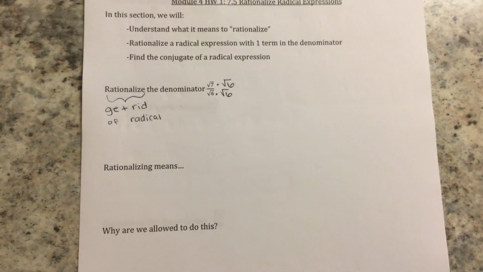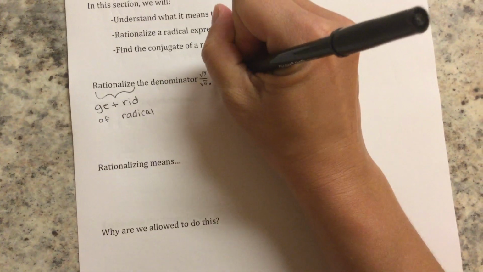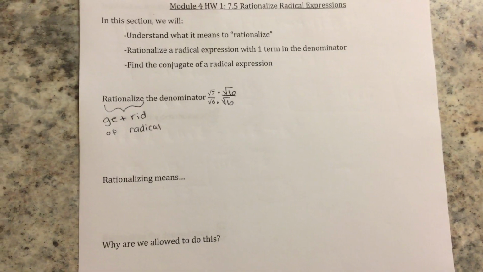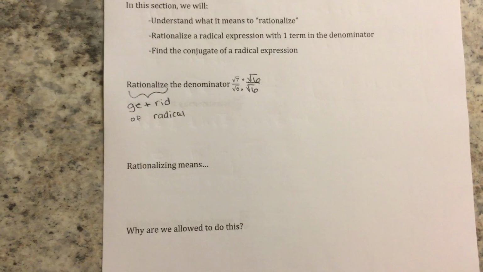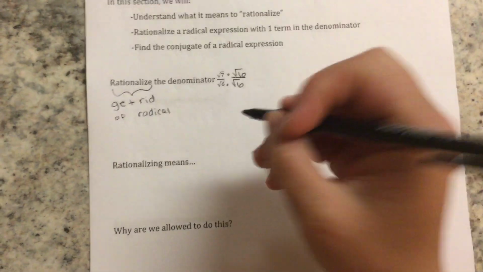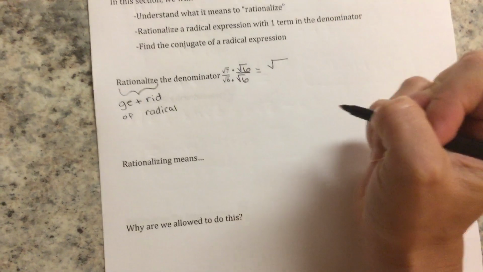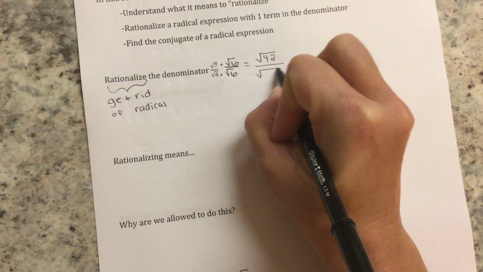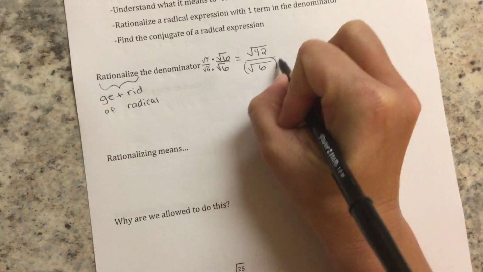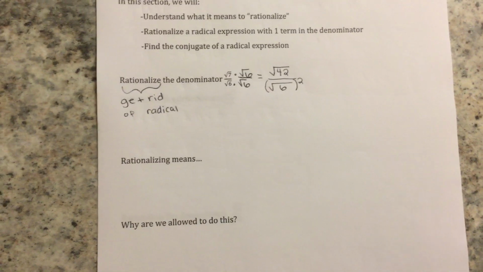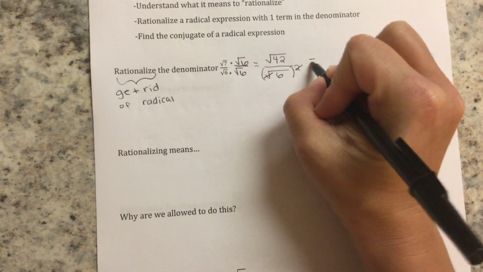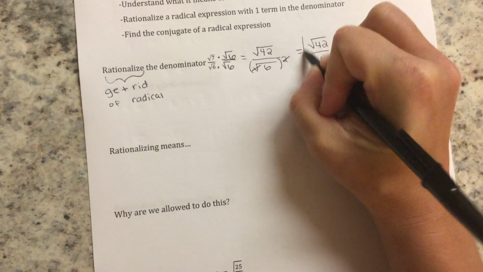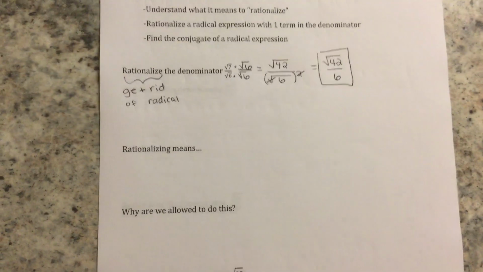I'm allowed to do this because what we do to the bottom, we do to the top, because I'm really multiplying by a fancy way of writing 1. The square root of 6 over the square root of 6 is just a fancy way of writing 1. Underneath the radical on the top, they're both square roots, so I can write it underneath the same square root. 7 times 6 will give me 42. On the bottom, I have the square root of 6 twice, so I have the square root of 6 squared. So the square root and the squared cancel each other out, and I'm just left with the square root of 42 over 6. That is my final answer.